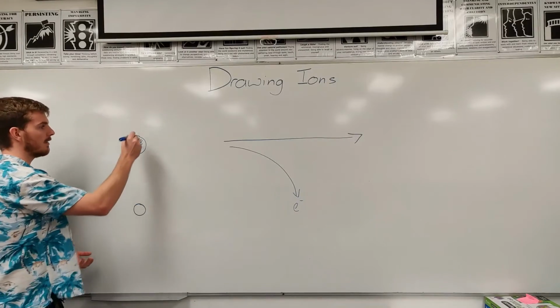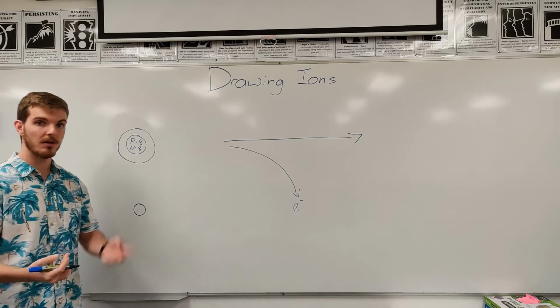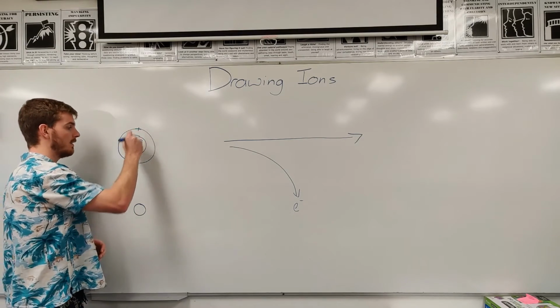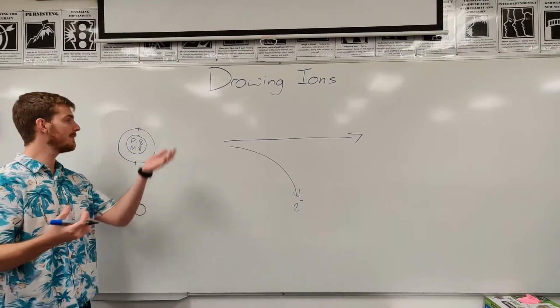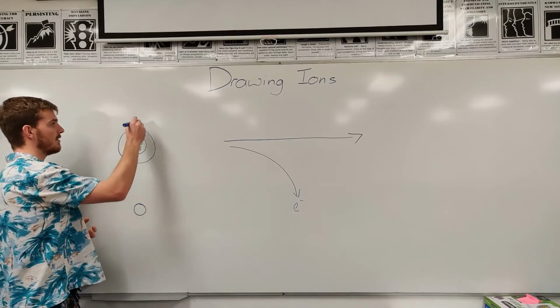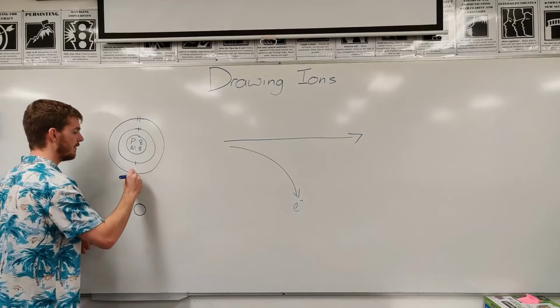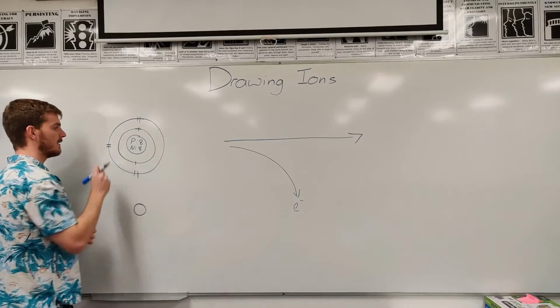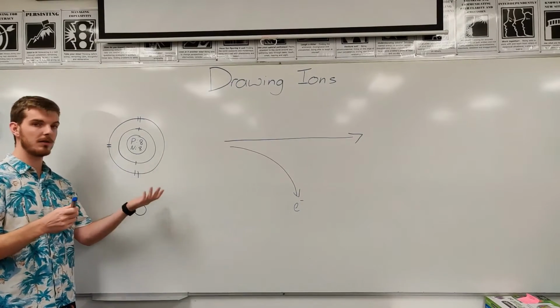8. So if we draw our first shell, how many can you fit in this first shell? 2. 1, 2. That means we have 6 left over, which means we now need to have a second shell. 1, 2, 3, 4, 5, 6. Awesome. So this is the Bohr diagram for oxygen.